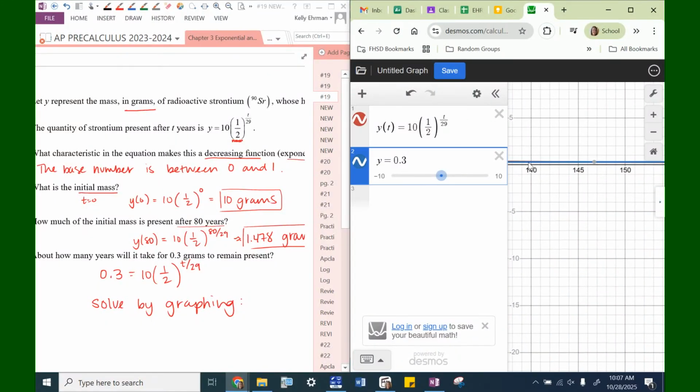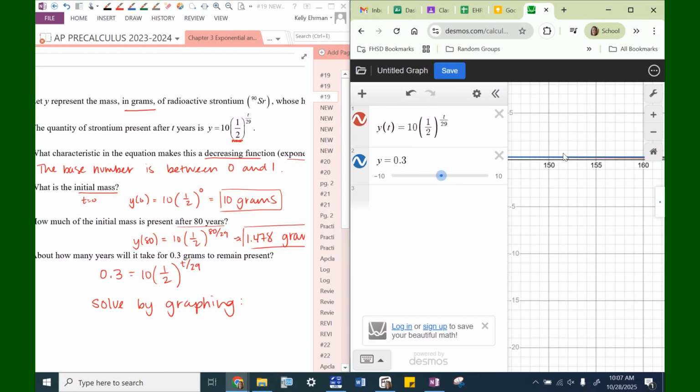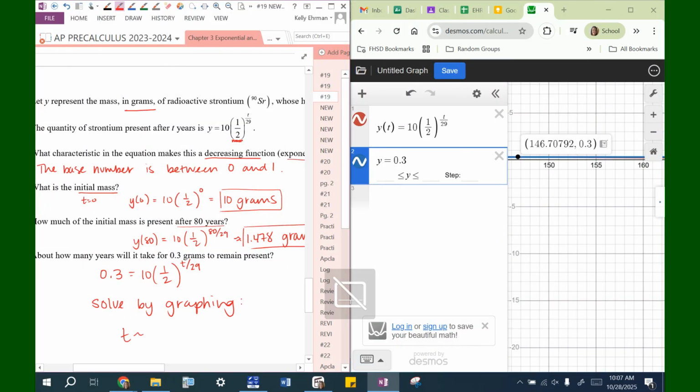If I click near this general region, I see red. No, I don't see red. I clicked in the general region and a gray point popped up. There it is. So the answer is how many years? 146.708. I will show you a bit later in this chapter how to solve this algebraically. But if we're allowed to use a calculator, it makes sense just to graph and find the intersection, no matter what our functions are.